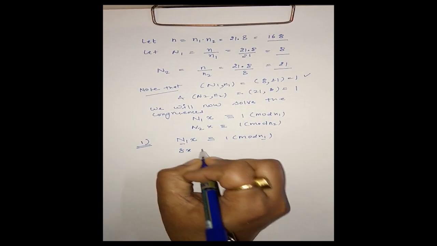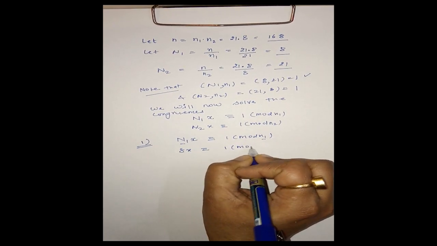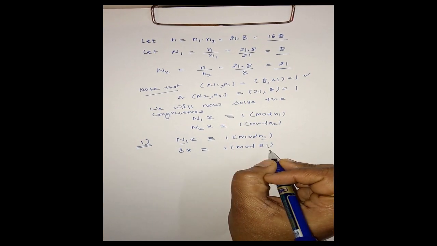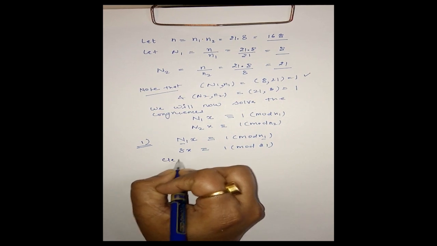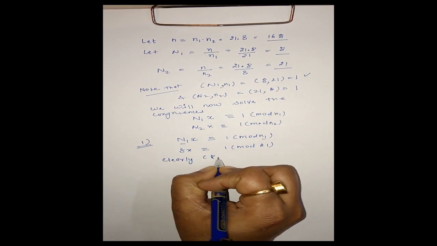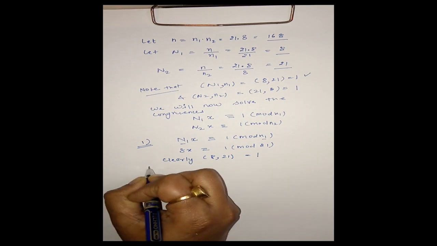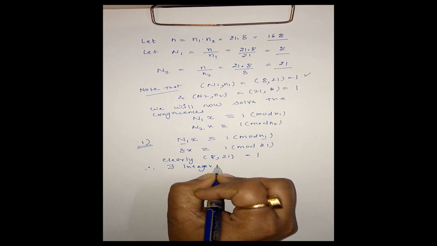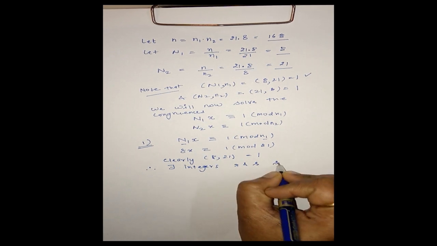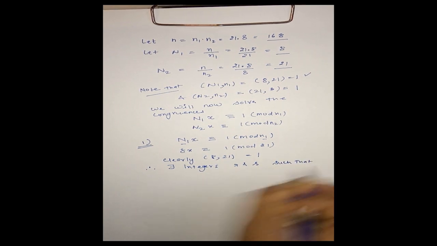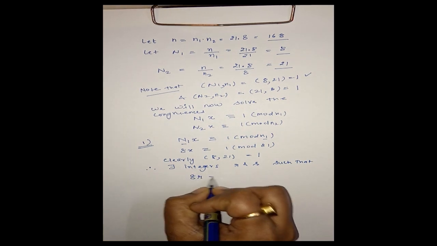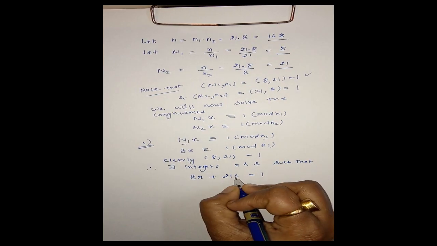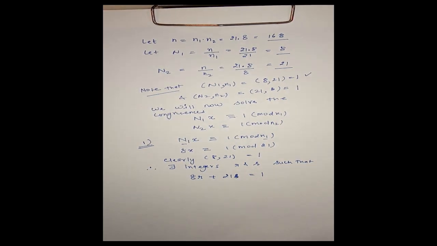Now this is 8x is congruent to 1 modulo 21. Okay, now we will solve this congruence. Clearly, the GCD of 8 and 21 is 1. Therefore, by Euclid's algorithm, there exist integers R and S such that 8R plus 21S is equal to 1.